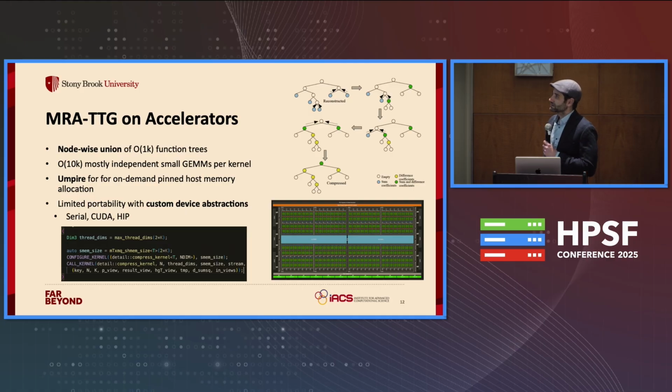We're using Umpire to allocate memory on the host, so pinned memory on demand, so that when the runtime system decides that it has to evict data, it will evict it into pinned memory. But we don't want to keep that pinned memory around. We will give it back to Umpire once we're done with that, to keep the amount of pinned memory that we have to allocate as small as possible.